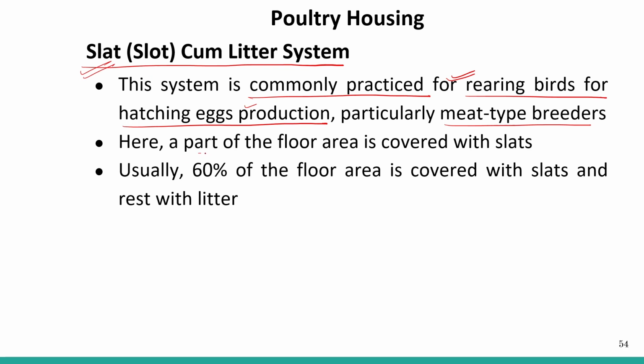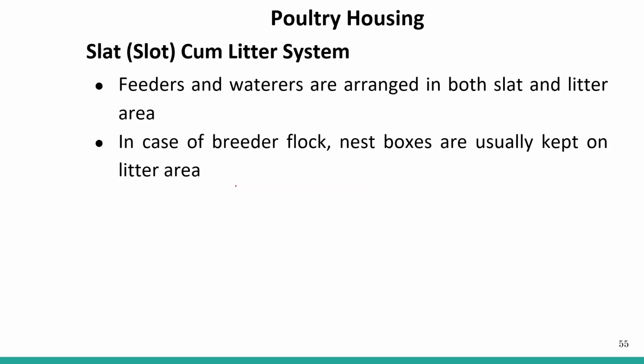Here a part of the floor area is covered with the slats. Usually 60% of the floor area is covered with the slats and the rest with the litter. So 40% of the area is covered with the litter. Feeders and waters are arranged in both the slats and the litter area. So feeding and water facilities should be arranged whether it is a slat area or a litter area. So these two facilities should be there.